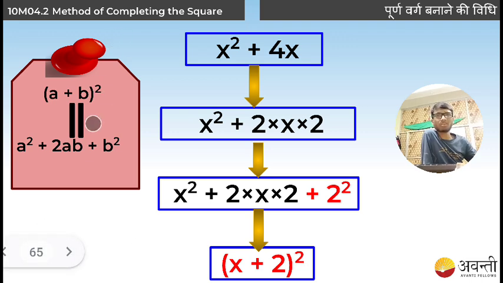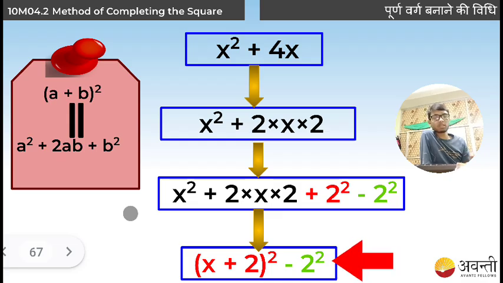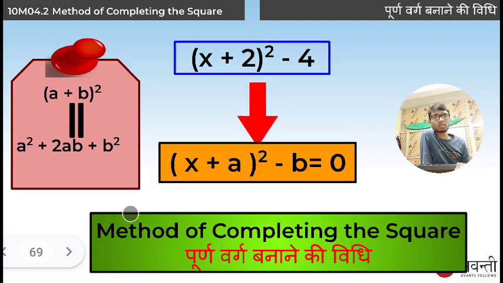You are already familiar that this is equal to this, because this is an algebraic identity. The same was applied on this. Here 2 squared is just the value of b squared. Now, the method of completing the square.